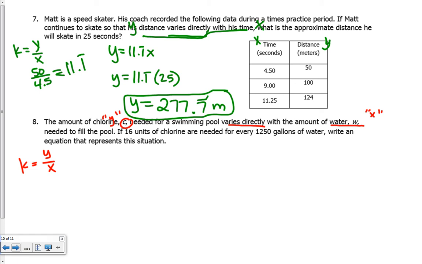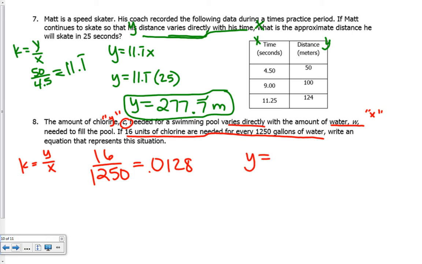It says if 16 units of chlorine are needed for every 1250 gallons of water, write an equation that represents it. So to find k, I need a y over the x. Well, chlorine's my y, so I've got 16 over my x of water, which is 1250. I simplify that or divide, and I get 0.0128. All they're wanting me to do is write an equation. So I've got y equals 0.0128x, or if you wanted to use their letters, it'd be C equals 0.0128W. Either way.